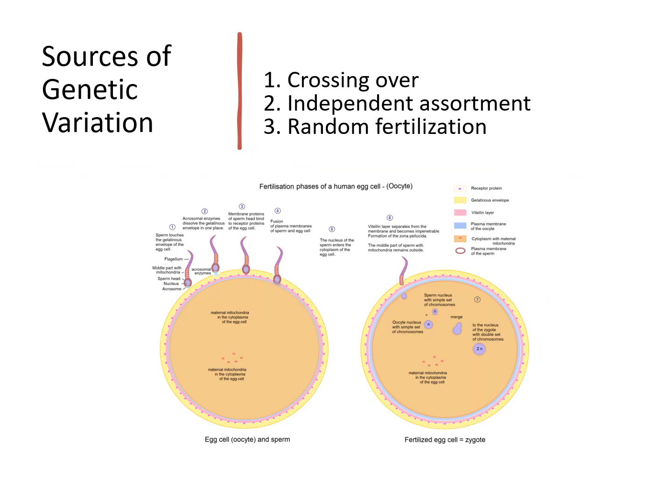Genetic variation arises from crossing over, independent assortment, and random fertilization. These mechanisms increase diversity in populations.